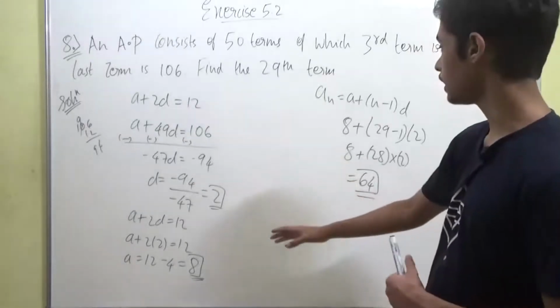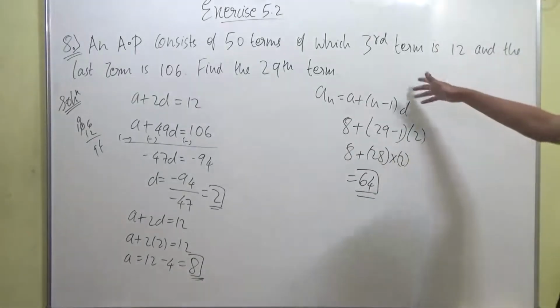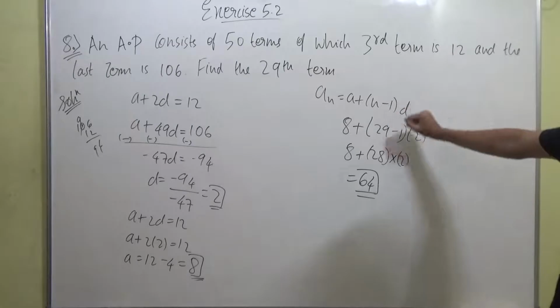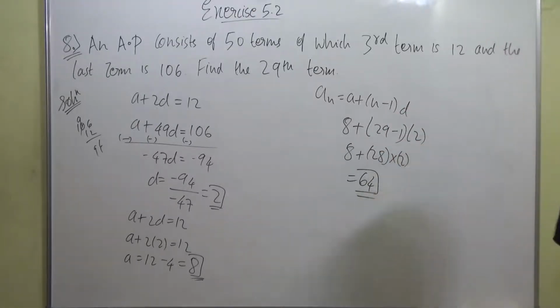After that, finding the values of a and d, we substituted in the equation a n equal to a plus n minus 1 into d, which is the standard equation in this topic, right? Then after substituting, we got the value as 64. As simple as that, guys. You can take the screenshot or you can note it down.